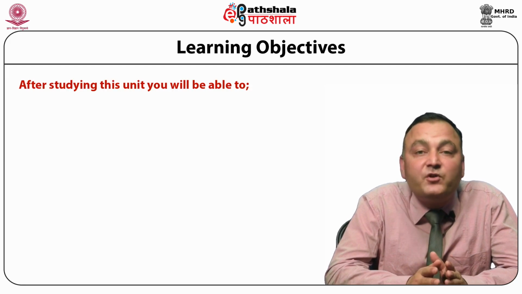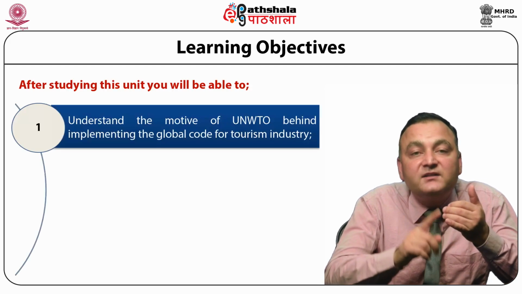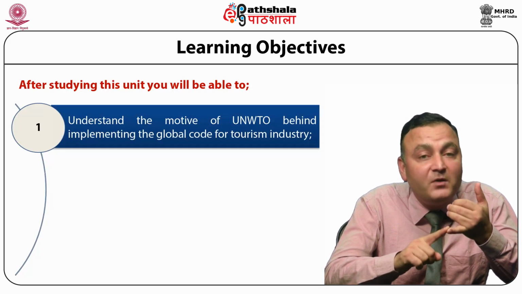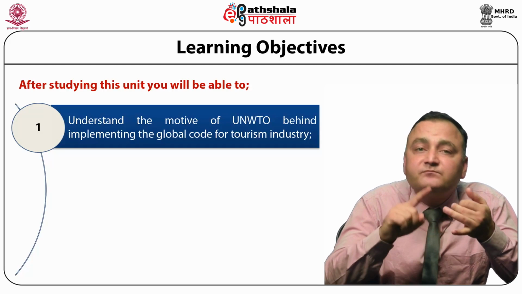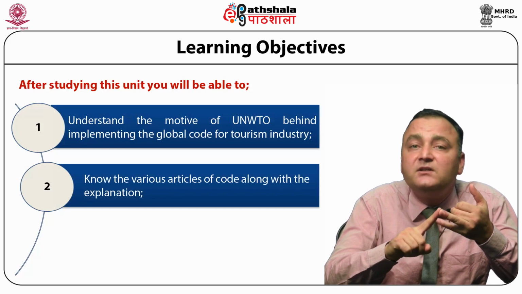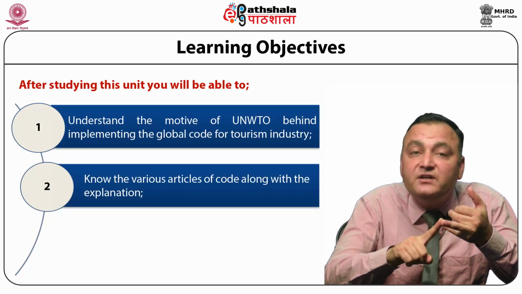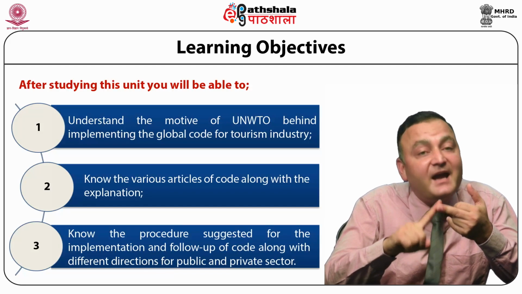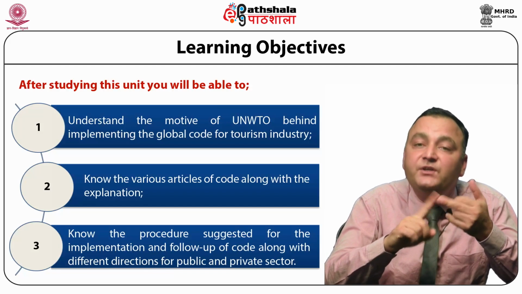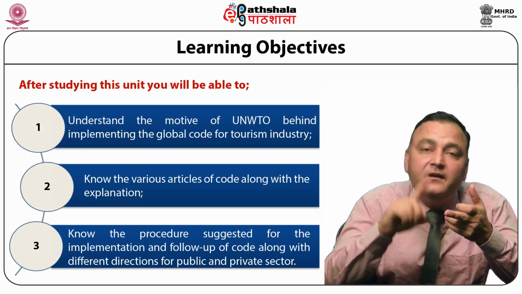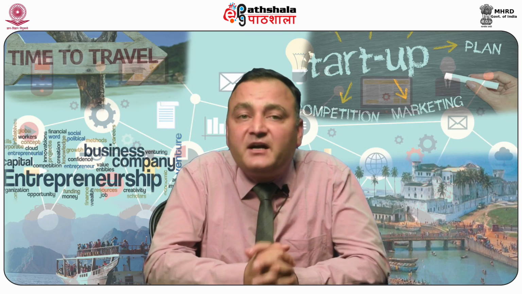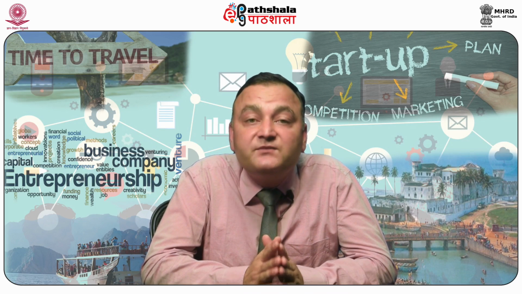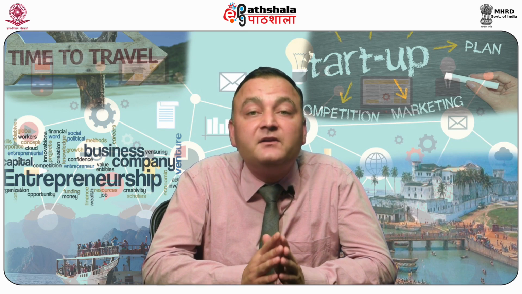After studying this module, you will be able to understand the motive of UNWTO behind implementing the global code for the tourism industry, know the various articles of the code along with the explanation, then know the procedure suggested for implementation and follow-up of the code along with different directions for the public and private sector. So let us start.